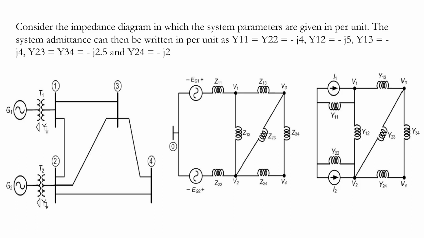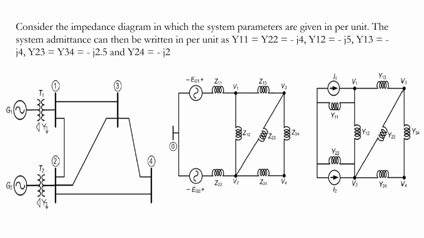Similarly, generator G2 is represented as EG2, and the impedance and transformer are represented as Z22, at node point, bus 2. Between 2 and 3, the transmission line impedance is represented as Z23, between 2 and 4 it is Z24, and between bus 3 and 4 it is Z34. This is the impedance diagram.